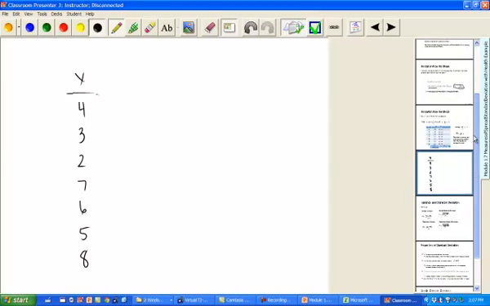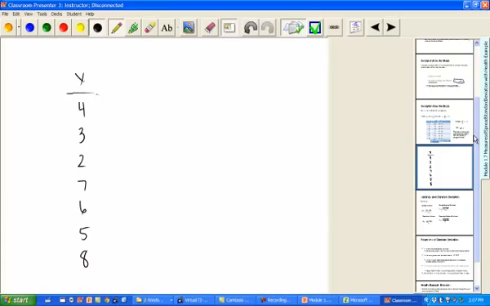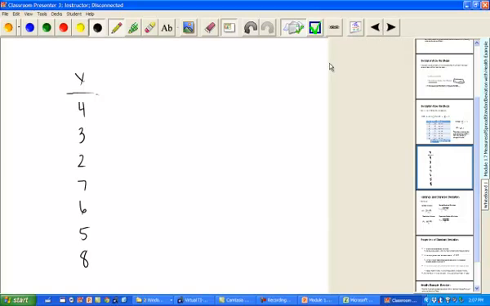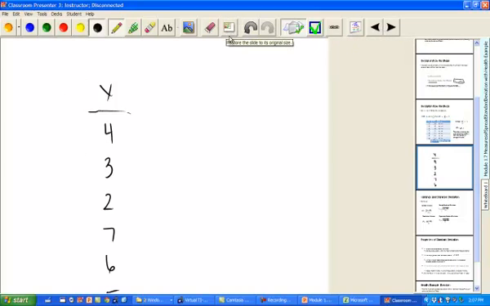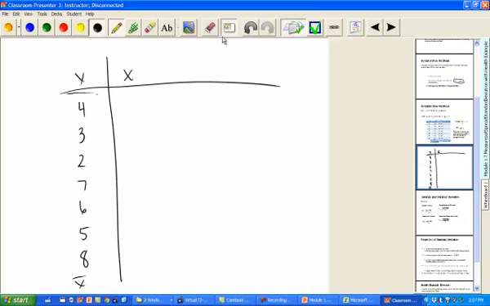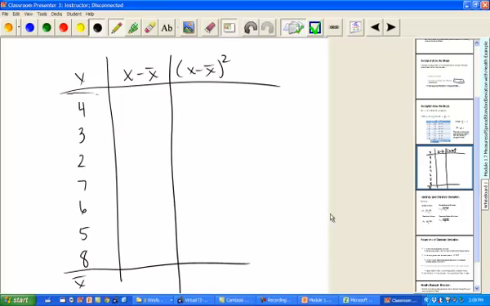So the first thing we're going to do is calculate the mean value, x bar. Once we've got the mean, we can find the deviations from the mean by subtracting. We can also do what we call (x minus x bar) squared. And then what we're going to do is add all of those (x minus x bar) squareds together.